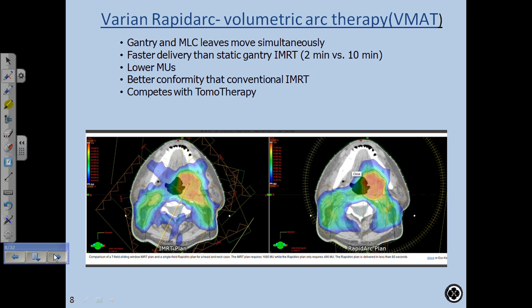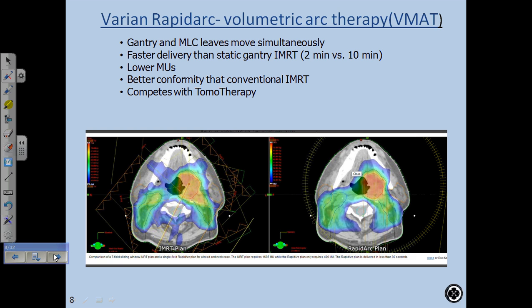And then Varian got very comfortable, and tomotherapy came around and said, look at how much more we can do now. So this is how Varian countered. They said, well, we've got this LINAC, we've got an MLC. The LINAC rotates just like your tomotherapy LINAC does. We should be able to do tomotherapy, but now not with just a narrow slot. We should be able to do it with the entire field. So that's the idea behind RapidArc.